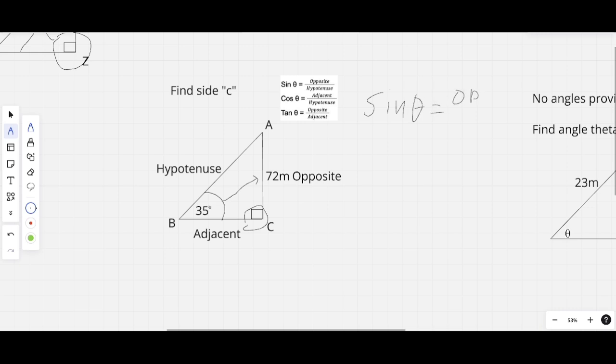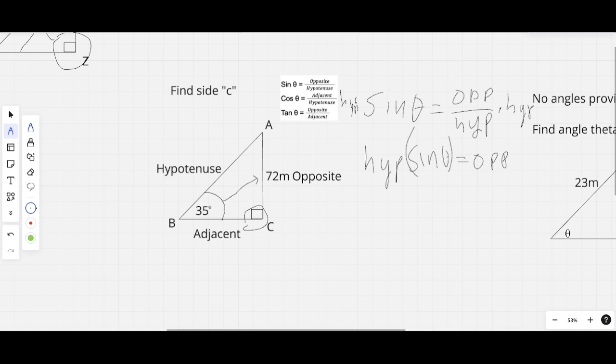I'll just do OPP and HYP as a shortened form, but it's essentially sine theta is equal to opposite divided by hypotenuse. Now let's rearrange to solve for the hypotenuse. I'll do opposite operations, multiply this side by the hypotenuse, and now multiply this side by the hypotenuse. So then you're left with hypotenuse multiplied by sine theta is equal to the opposite.